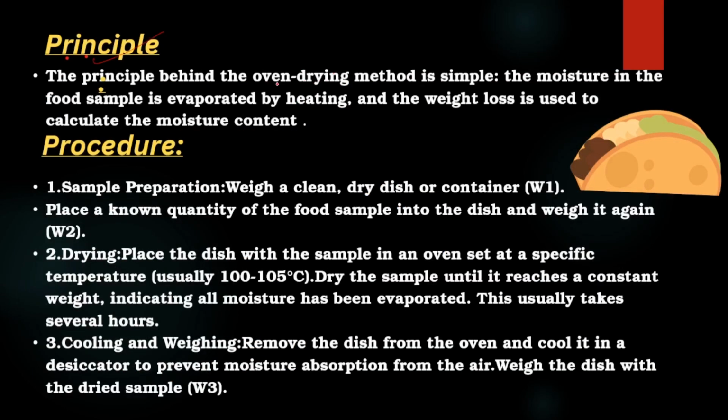The principle of the oven drying method is simple. The moisture in the food sample is evaporated by heating and the weight lost is used to calculate the moisture content. Next, coming to the procedure.